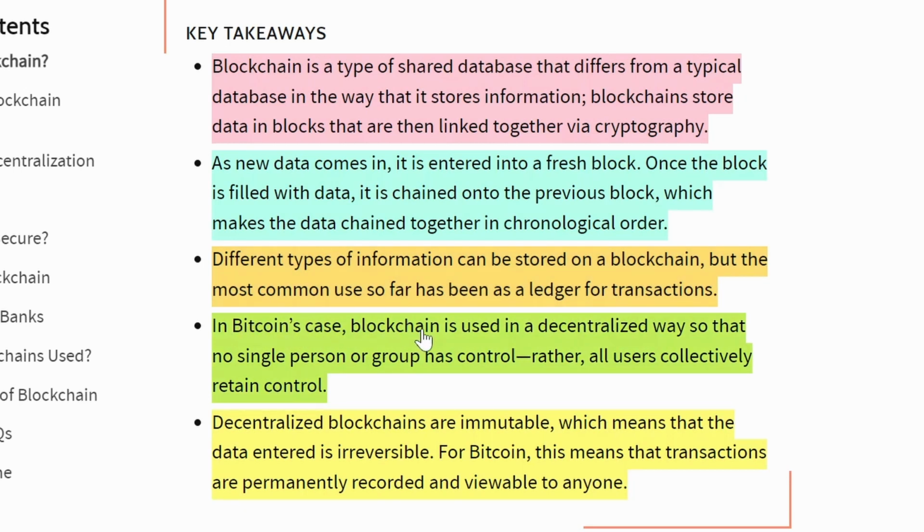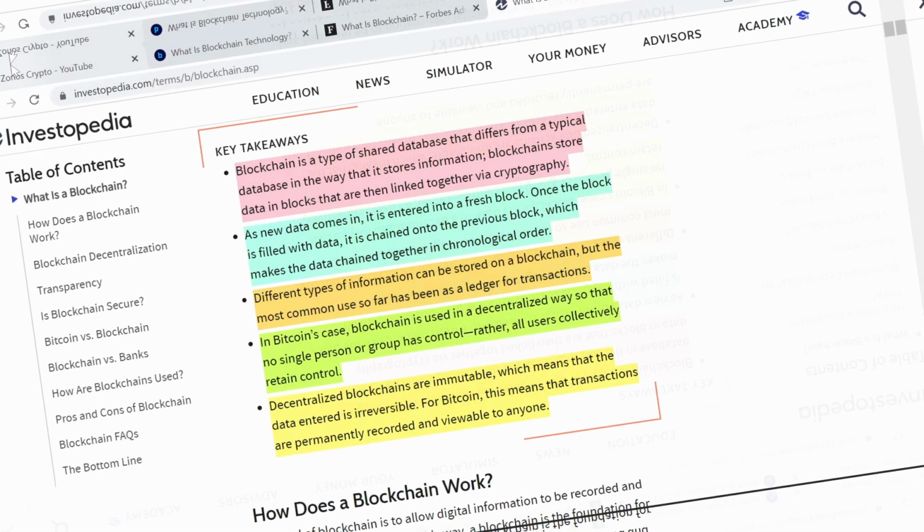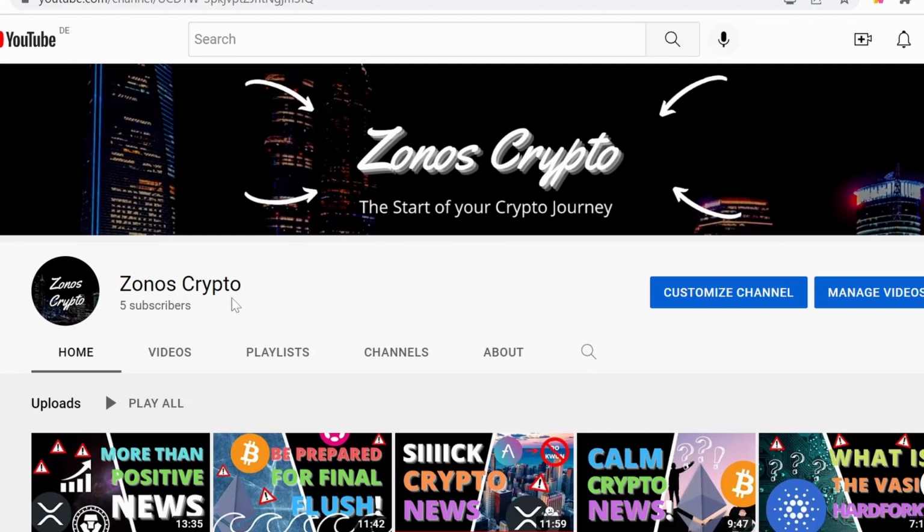In Bitcoin's case, blockchain is used in a decentralized way so that no single person or group has control, rather all users collectively retain control. And decentralized blockchains are immutable, which means that the data entered is irreversible. For Bitcoin, this means that transactions are permanently recorded and viewable to anyone. Exactly. This was the video about what is a blockchain.